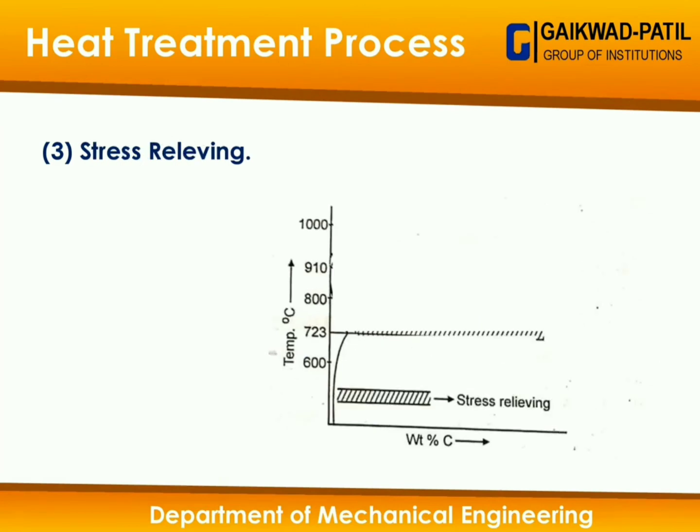Right. Now, the stress relieving heat treatment cycle is carried out in stages. First is from 150 degrees centigrade to 200 degrees centigrade, then from 200 to 300 degrees centigrade, from 300 to 400 degrees centigrade, and 400 to 723 degrees centigrade.